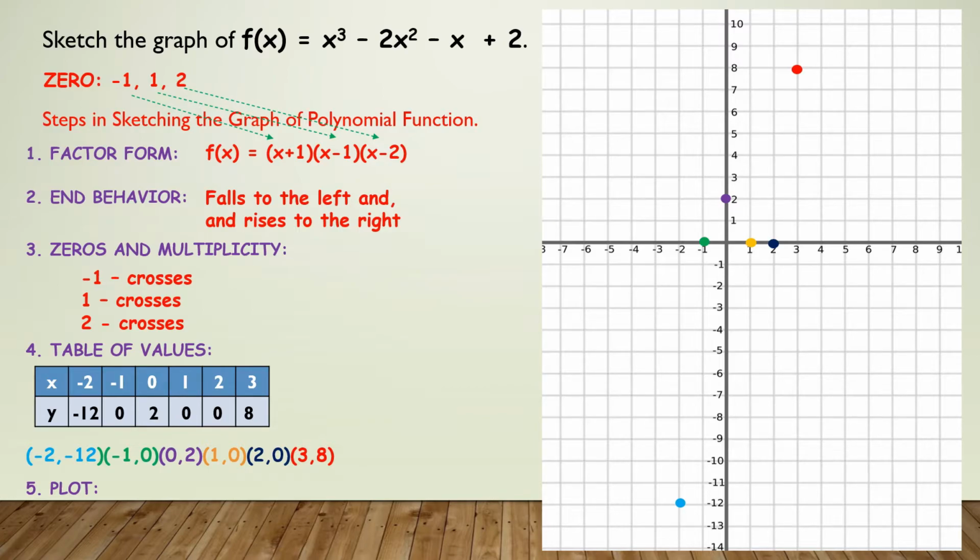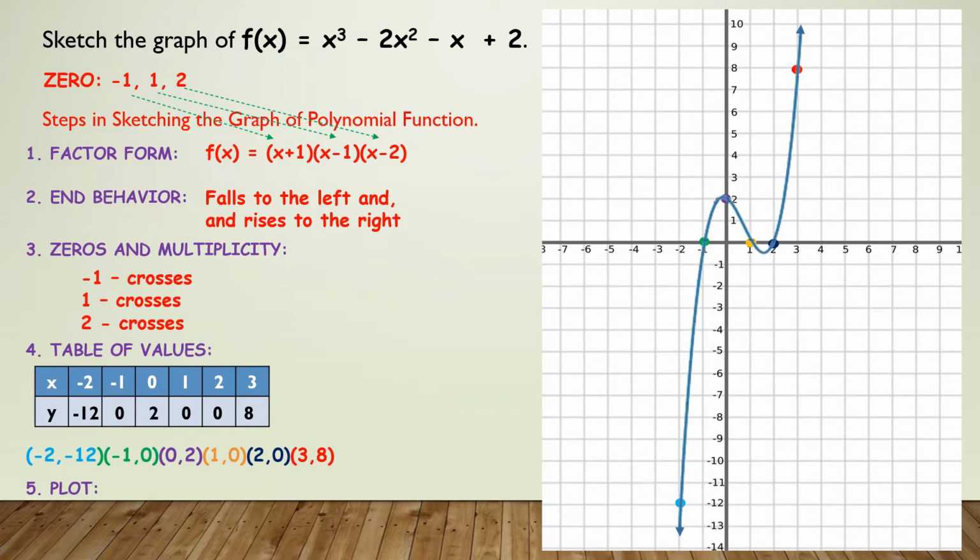But make sure that you follow the end behavior. So meaning on the left side, we will have the graph falling. On the right side, we will have the graph rising. Then we also have to follow the multiplicity. We also need to follow if the graph will cross the zeros or if the graph will touch the zeros. So for this one, we're going to cross the zeros.